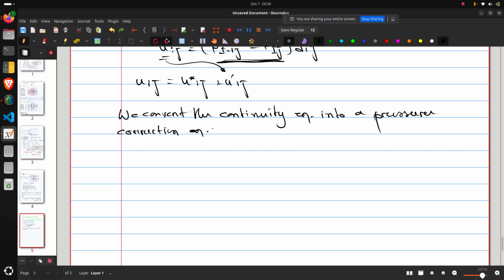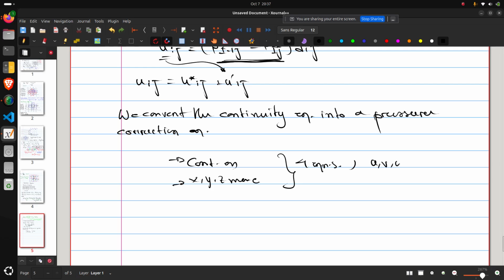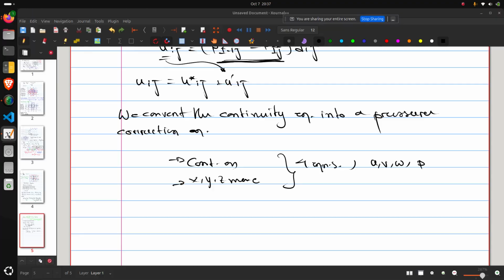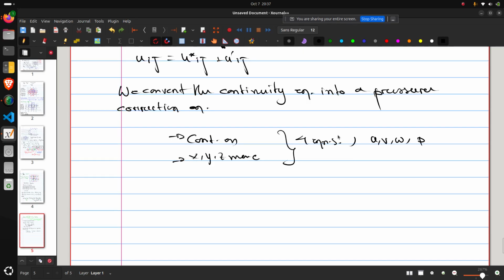The governing equations for the fluid flow have the continuity equation and the x, y and z momentum equations, right? So how many equations do we have? 4 equations. And how many unknowns? U, V, W and P, right? So we have 4 unknowns and 4 equations. This seems to be a very good position to solve our system of equations.